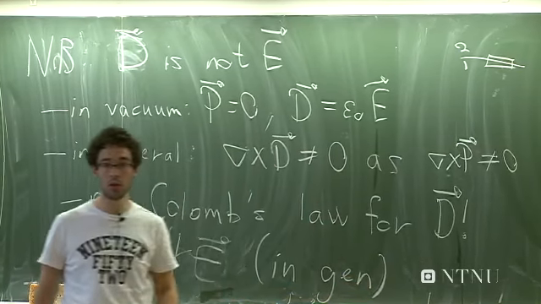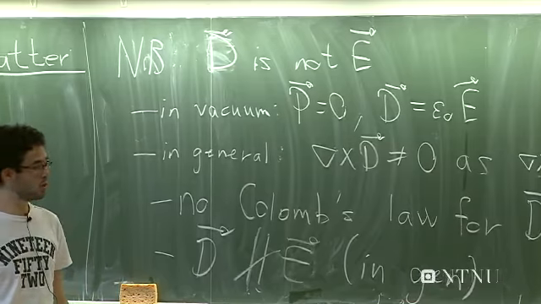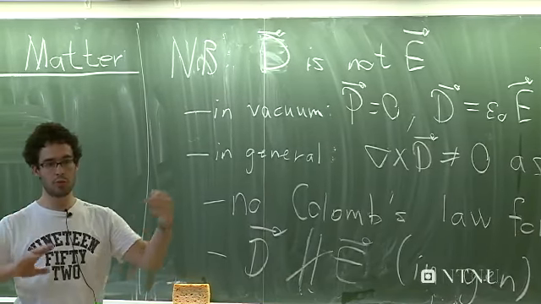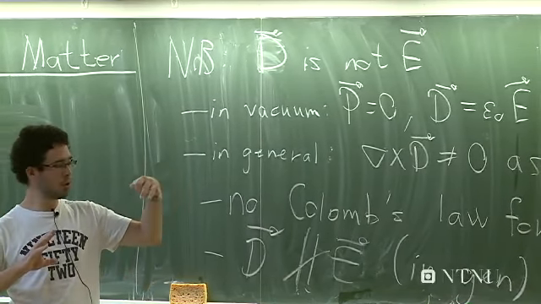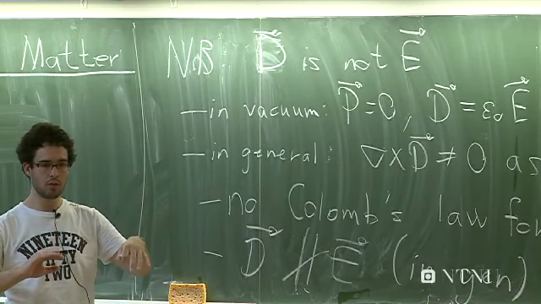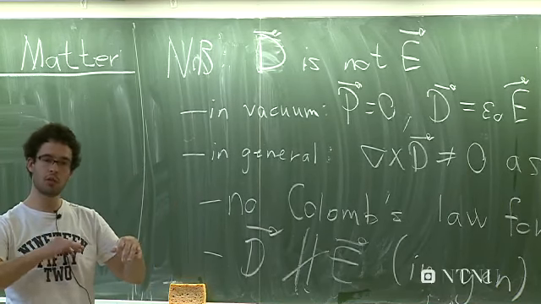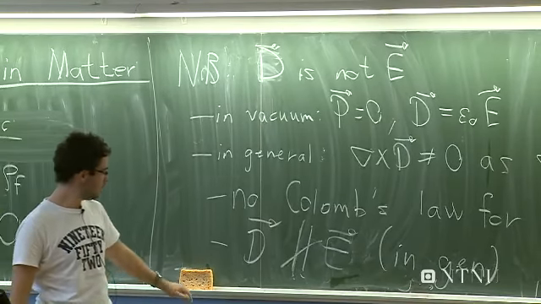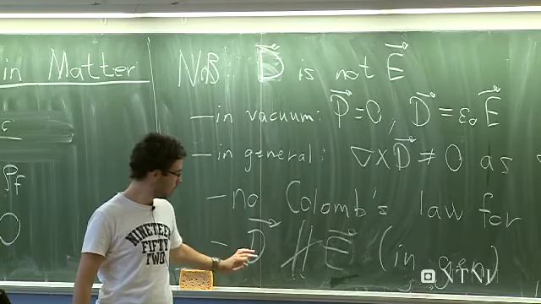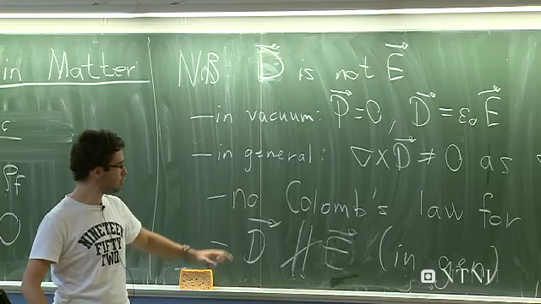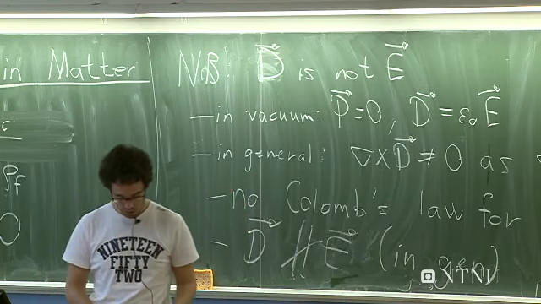At least in general. This has to do with what I showed you for the CO2 molecule: if you apply an external electric field, the material might polarize more easily in some directions, and thus the D field doesn't have to be parallel to the E field. And this, of course, breaks a lot of things.